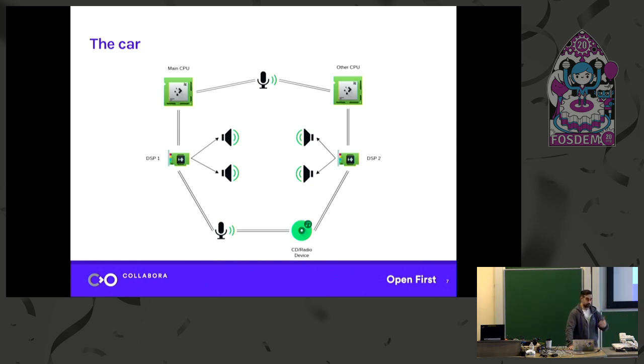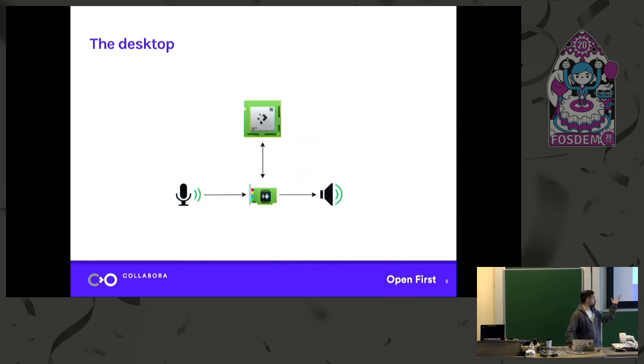And there might be multiple DSPs actually, one for the front speakers, one for the rear seat speakers. There are some cars that have even speakers on your headrest. There are also microphone arrays on your seat belt or on the roof, on the doors, on the side, everywhere, basically. And this becomes a very complex network that you no longer manage the way you manage the desktop.